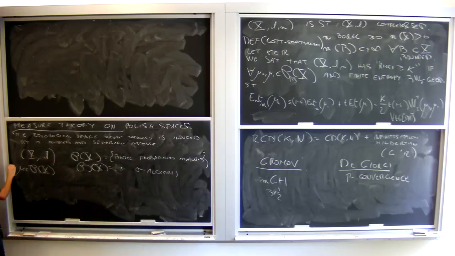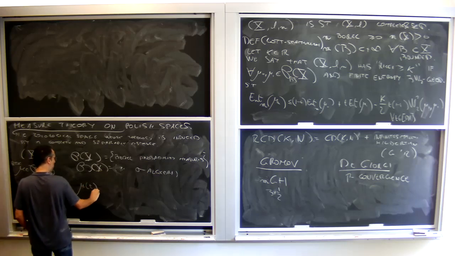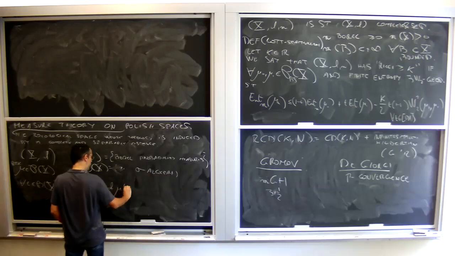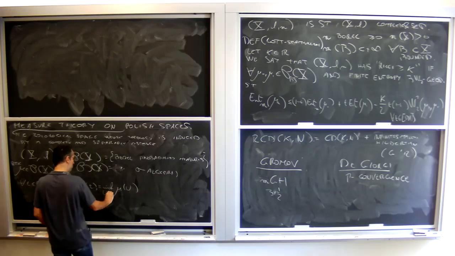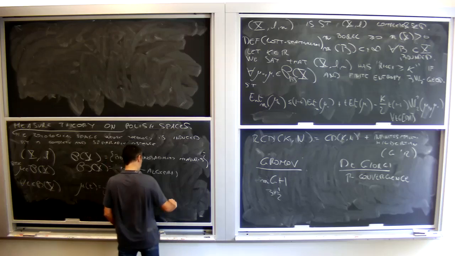And the first observation that I want to make, I'm going to improve this soon, is that if you have a Borel probability measure, then for every Borel subset E, you do have that mu of E is equal to the inf of mu of U among the open U's that contain E. And this is equal to the sup among all the closed C contained in E of mu of C.